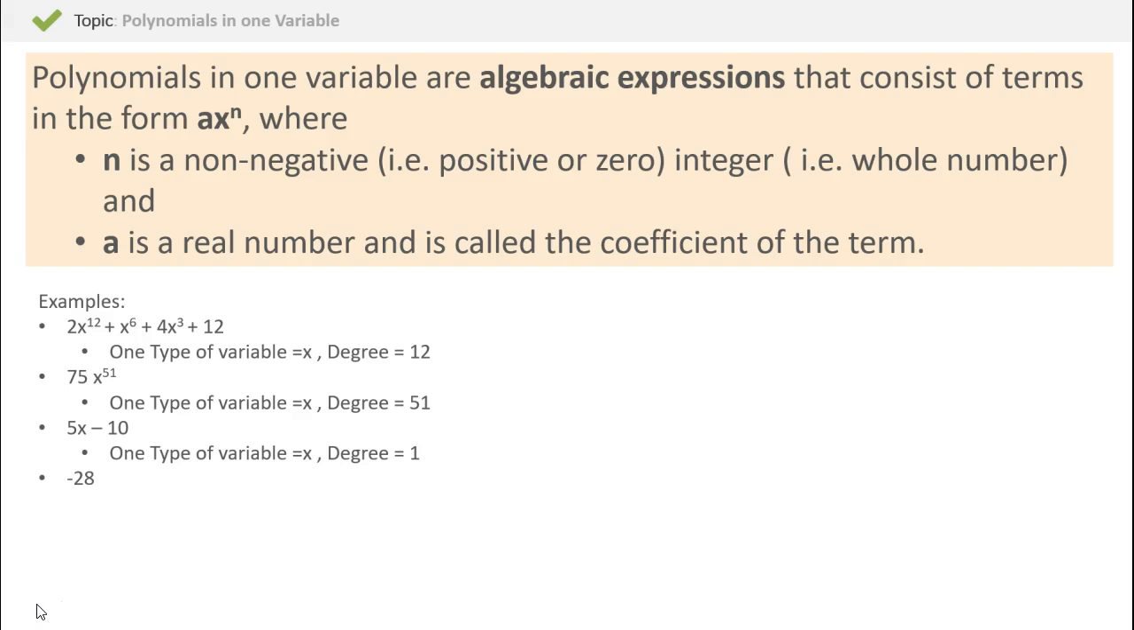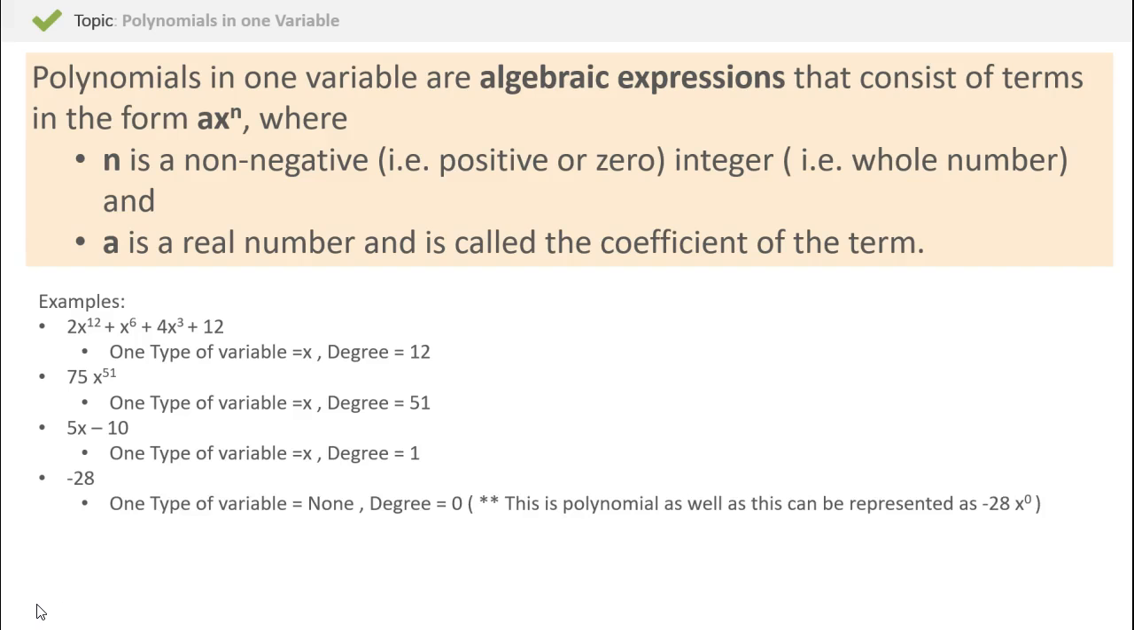Minus 28 is a constant polynomial. It does not seem to have any variable. But even in this case, you can consider minus 28 as minus 28 into x to the power 0, and x to the power 0 gives you 1. Hence, you can consider this also as a polynomial in one variable. The degree of a non-zero constant polynomial is always 0, and this is an example.